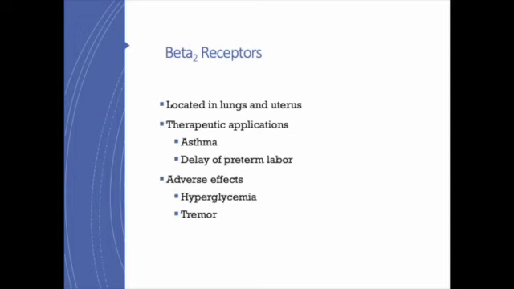With our beta 2 receptors, these are going to be the ones that are limited to the lungs and the uterus. Okay, so we're just talking about those. With asthma, knowing this is a chronic condition of inflammation and bronchoconstriction, if we use this during a severe attack, we can help bring back the airflow that's necessary.